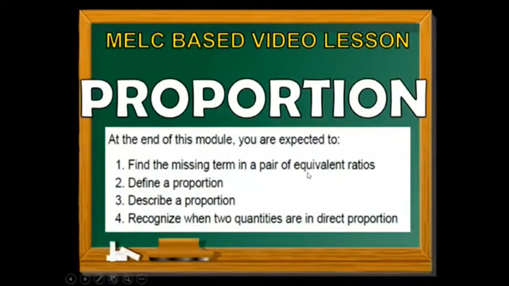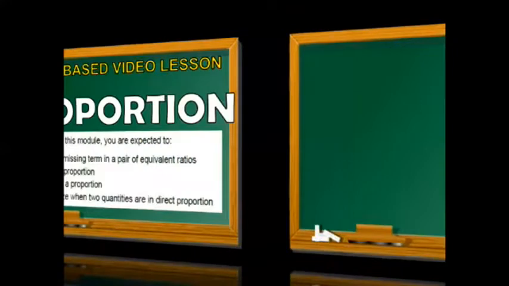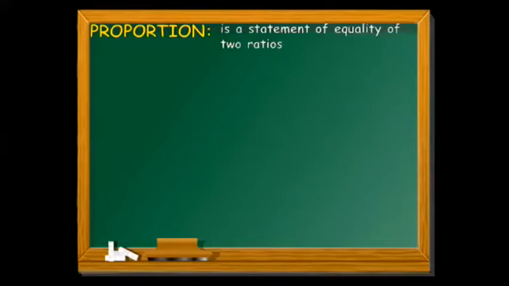At the end of this module, you are expected to, number one, find the missing term in a pair of equivalent ratios. Number two, define a proportion. Number three, describe a proportion. And number four, recognize when two quantities are in direct proportion. Okay? So let's have the following terminologies and meanings. Proportion is a statement of equality of two ratios.